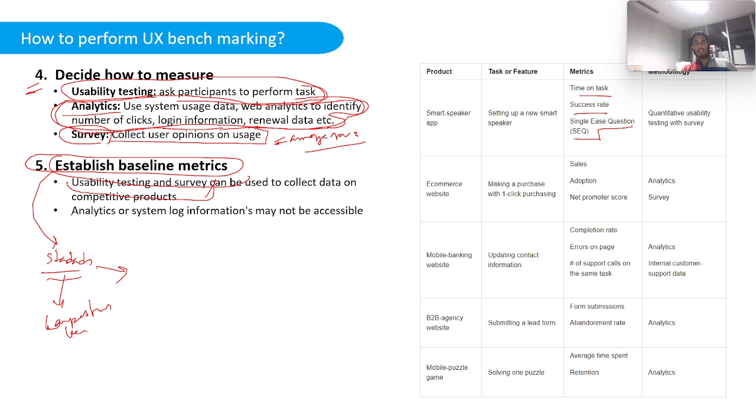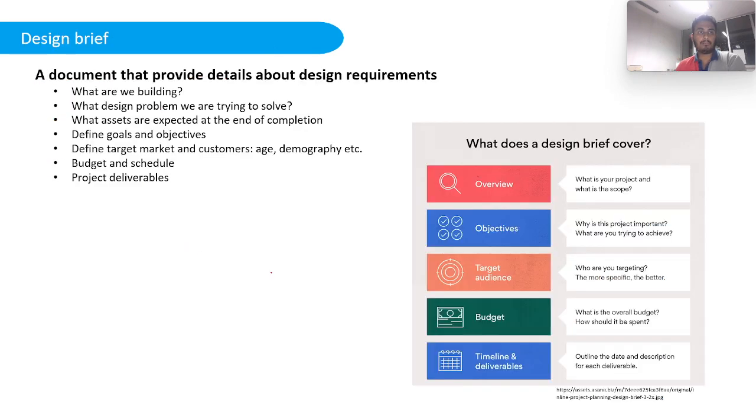You can also use system analytics information, because generally for competitive products, this will not be accessible to you, because it is system information. So for competitive products, you will probably not be able to collect such information. Okay, so these five things you need to perform when you do UX benchmarking.